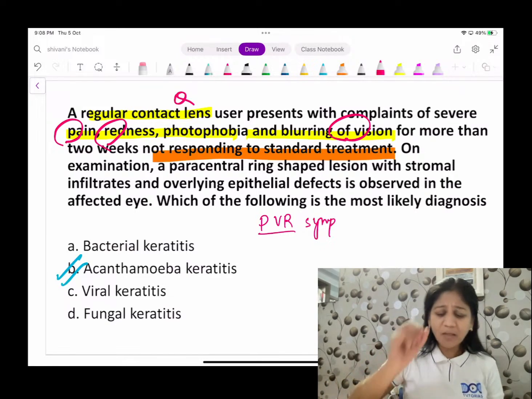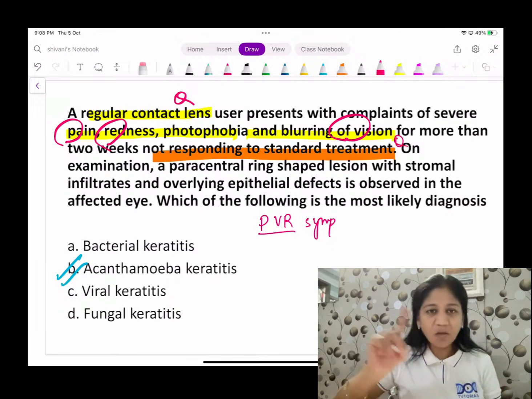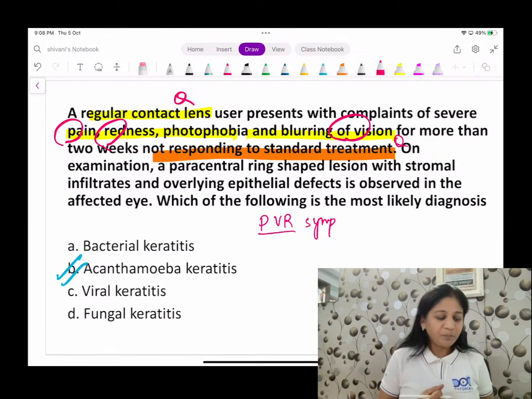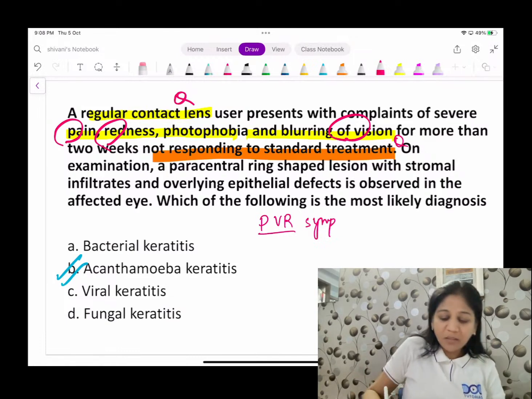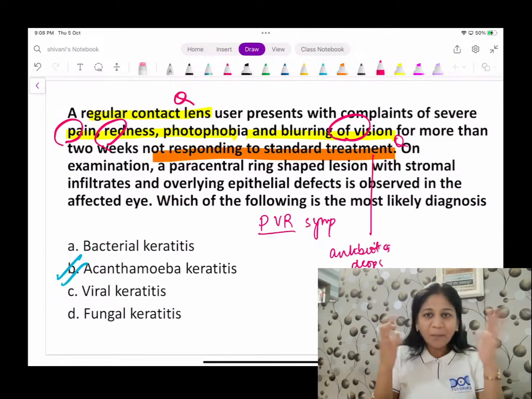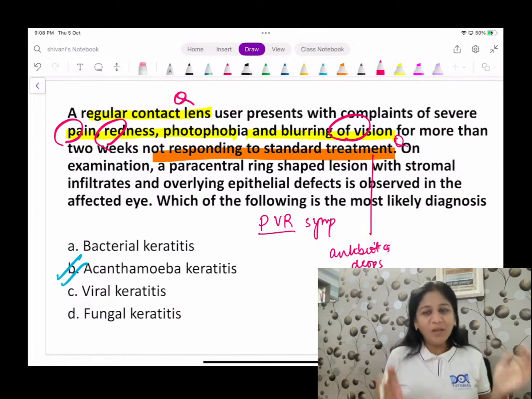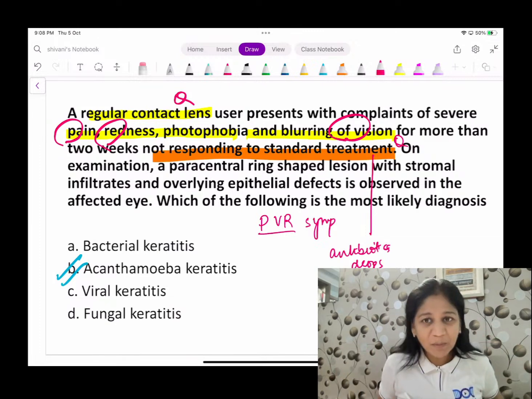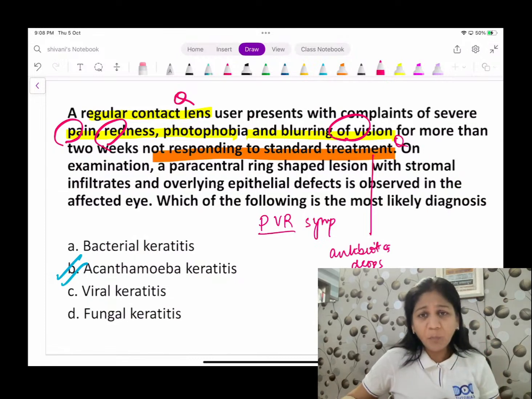Now another very important statement is it is not responding to the standard treatment. So what do we mean by standard treatment? The meaning of standard treatment is that we are giving antibiotics to the patient. We are giving the standard treatment, but the patient is not showing any response. How will it show response if this is an Acanthamoeba ulcer? Got the point, everyone? So this is a very important statement. An ulcer which is not responding to standard treatment, then you must think about other causes.